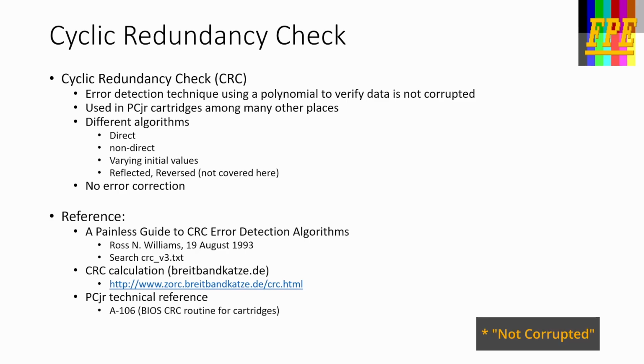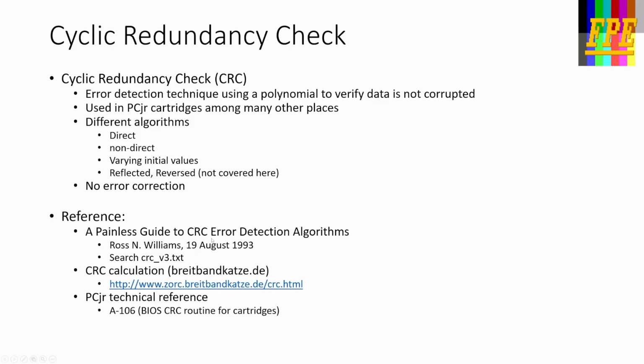In particular here, this investigation was done to look into how the PCjr cartridges use them for checking to make sure it's a valid cartridge and that there are no issues with it. There are various different algorithms: direct, non-direct, different initial conditions, and reflected and reversed, which I'm not going to cover here. The only other important thing to note is the CRC is not an error correction scheme. It does nothing to give you any indication of where the error is in the data, only that there is an error.